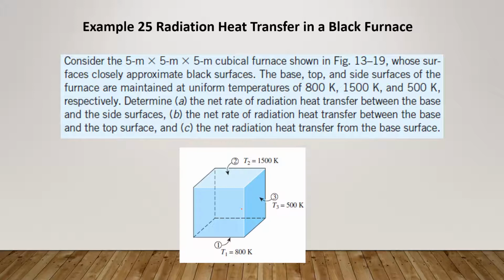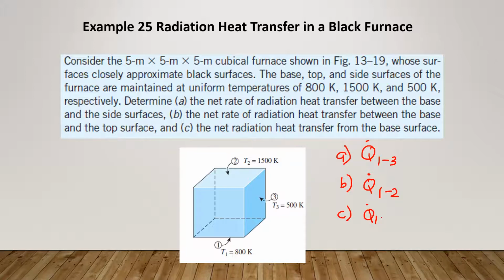of radiation heat transfer between the base, which is surface 1, and the side surfaces, which is 3. And then the net radiation heat transfer between the base and the top surface. And the last one, the net radiation heat transfer from the base surface. Okay, what is the Q dot 1? So question A, Q dot 1 to 3. Question B, Q dot 1 to 2. And question C is Q dot 1.